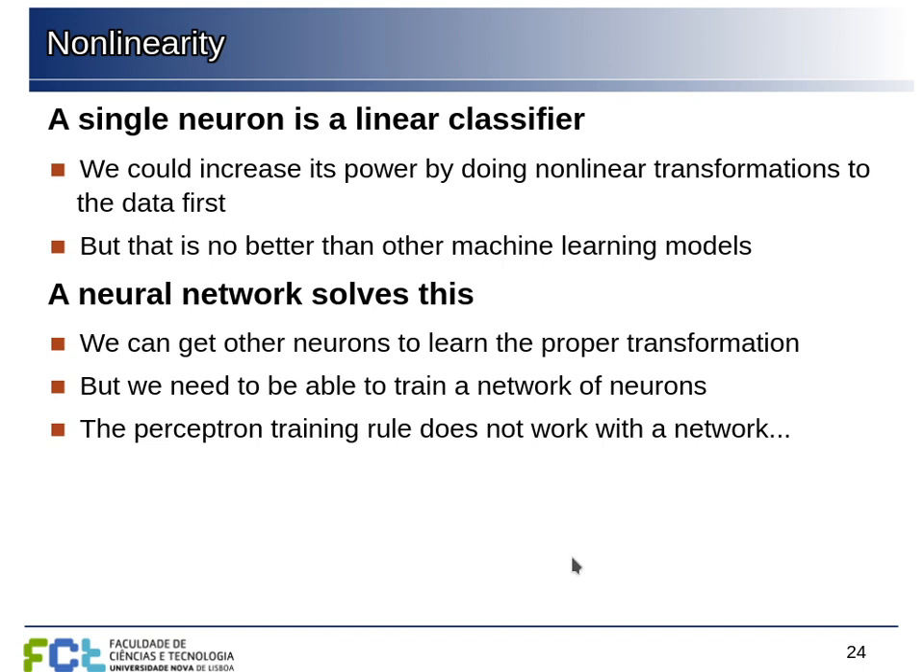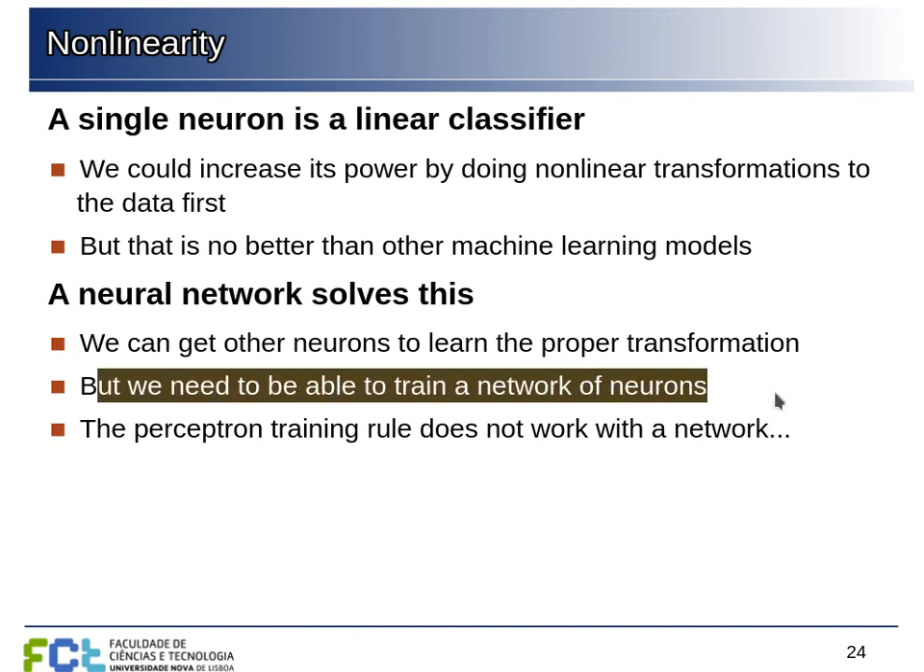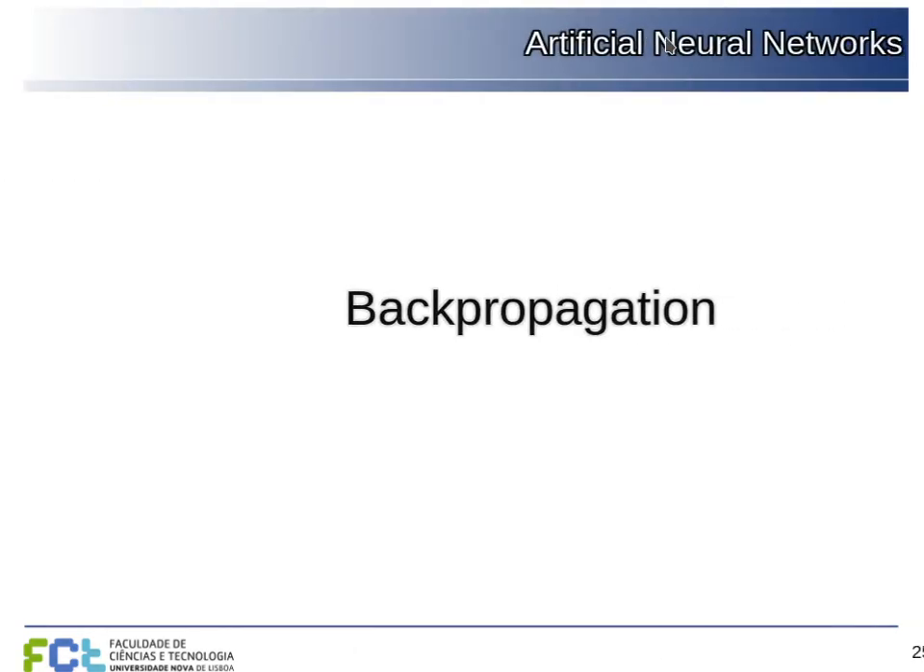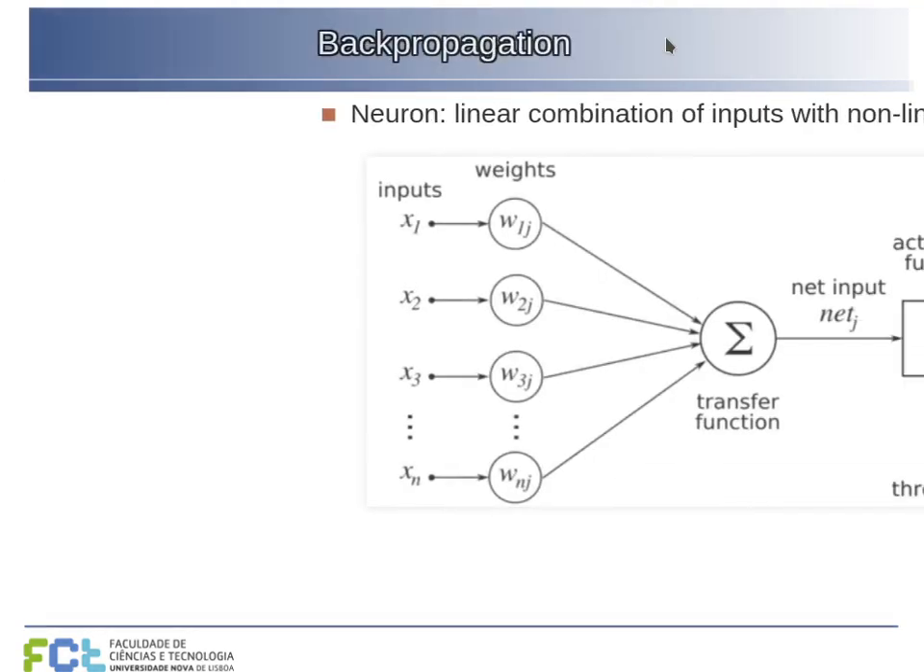The trick here is that we need some way to train a network of neurons. With the update rule on the perceptron, we can only train a single neuron. Okay, so this is where backpropagation comes into play.